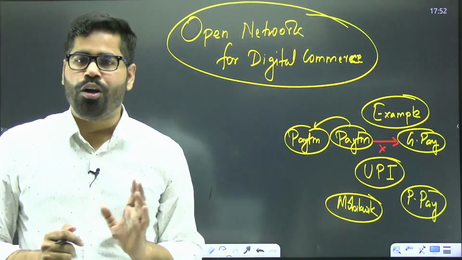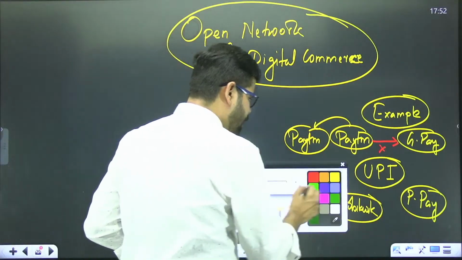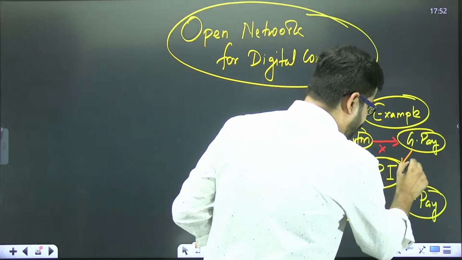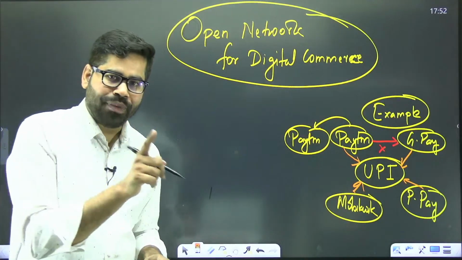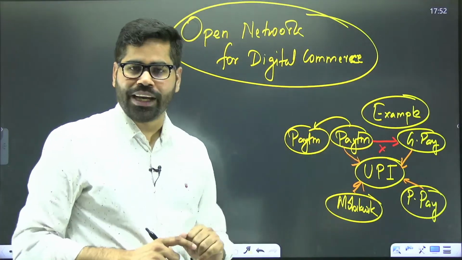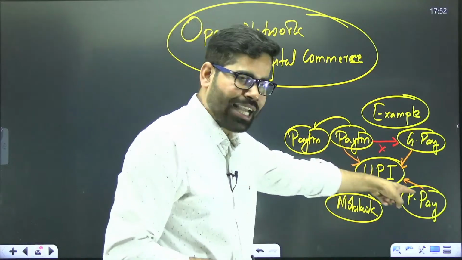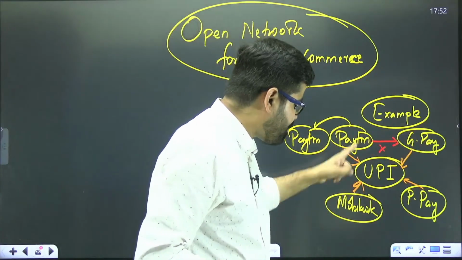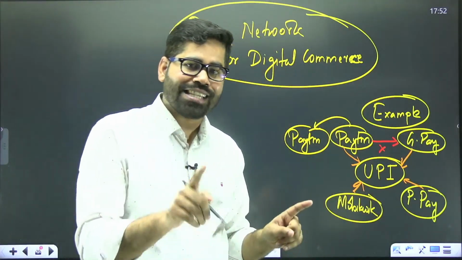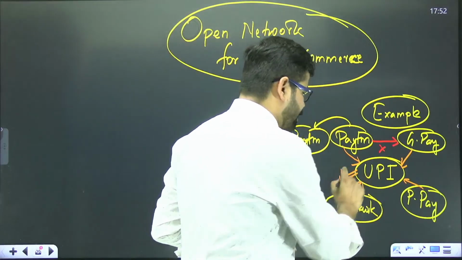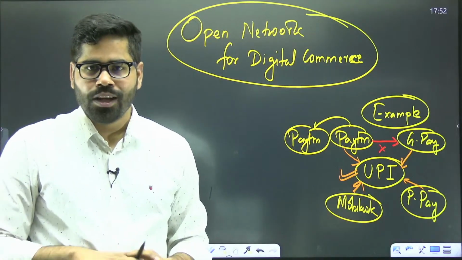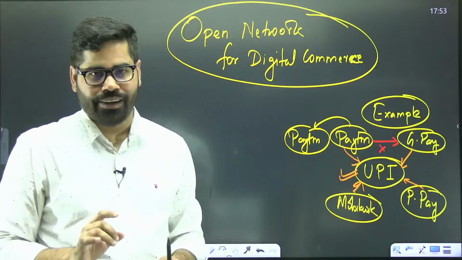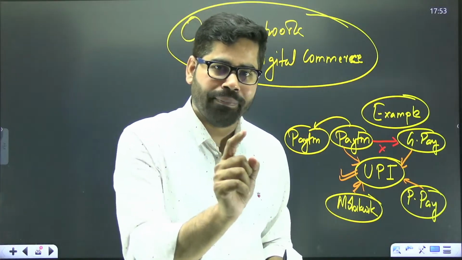But now all of them are linked to UPI. Everyone is using the common platform, UPI. So using UPI, Paytm users can pay Phone Pay users also. Phone Pay users can pay Google Pay users also. Google Pay users can pay MobiQuick users also. All these things have been made possible using UPI, Unified Payment Interface. The government provided one single platform through which all payments can be done.